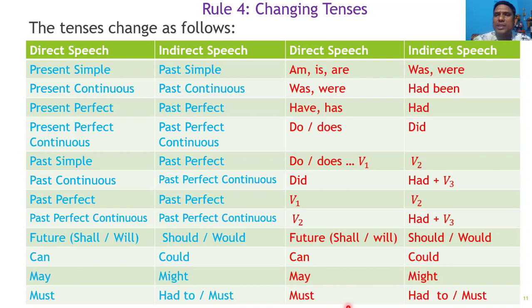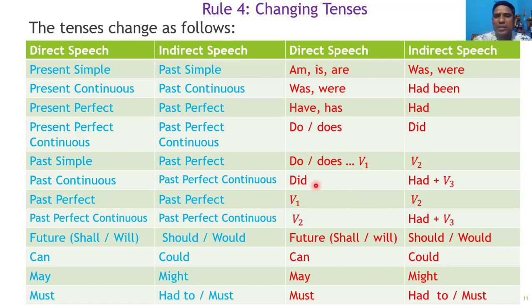Dear students, you can change the tenses easily by following these techniques. Am or is or are becomes was or were. Was or were becomes had been. Have or has becomes had. Do or does becomes did. But if you find do or does before the subject and then the present form of the main verb in the affirmative interrogative sentence, you have to omit do or does, and then you have to change the present form of the main verb into the past form of the main verb.